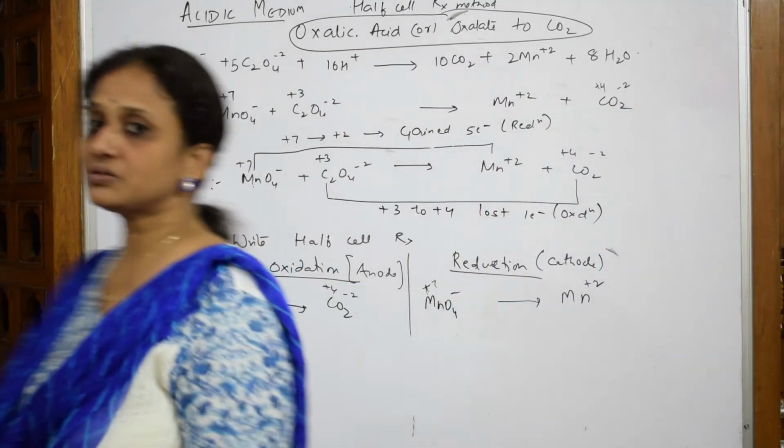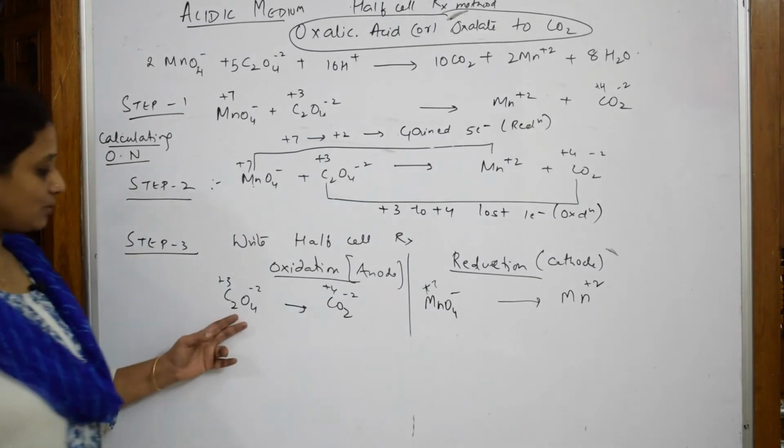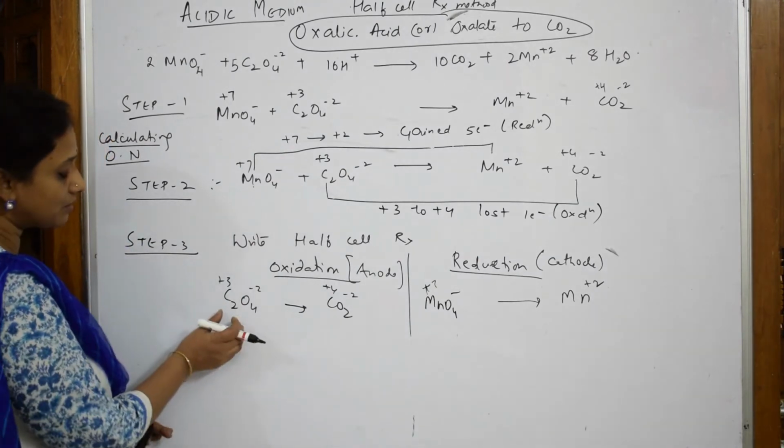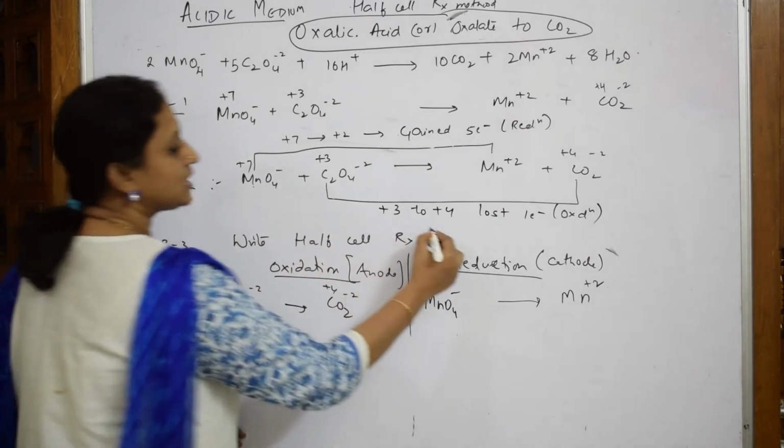Now important: once you write the half-cell reactions, try to balance the atoms here. Here carbon is 2. So let us write the half-cell reaction and balance.